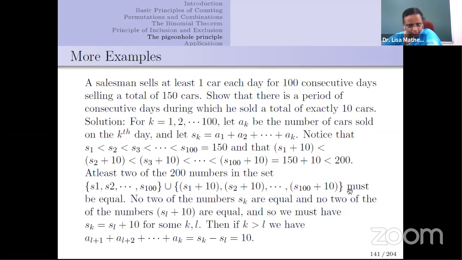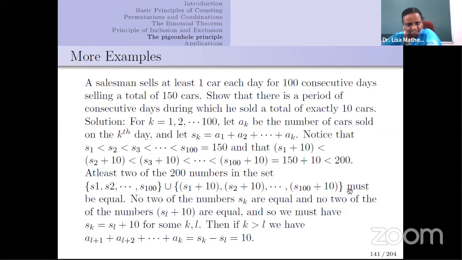Okay. Now look at these two sets, S1, S2 up to S100, and S1 plus 10, S2 plus 10 up to S100 plus 10. Now I have 200 numbers here. S1, S2 up to S100, there I have 100 numbers, and S1 plus 10, S2 plus 10, up to S100 plus 10. Just look at them as numbers. Don't give them any other interpretations. This is where most people get confused.